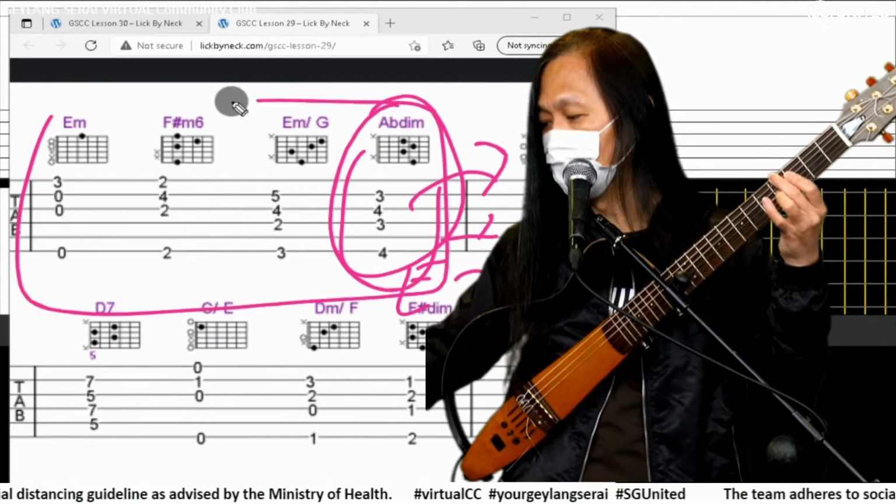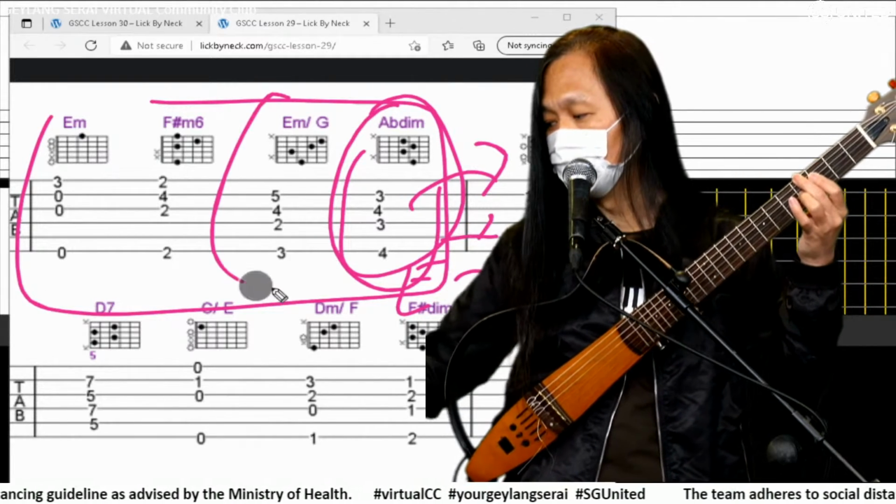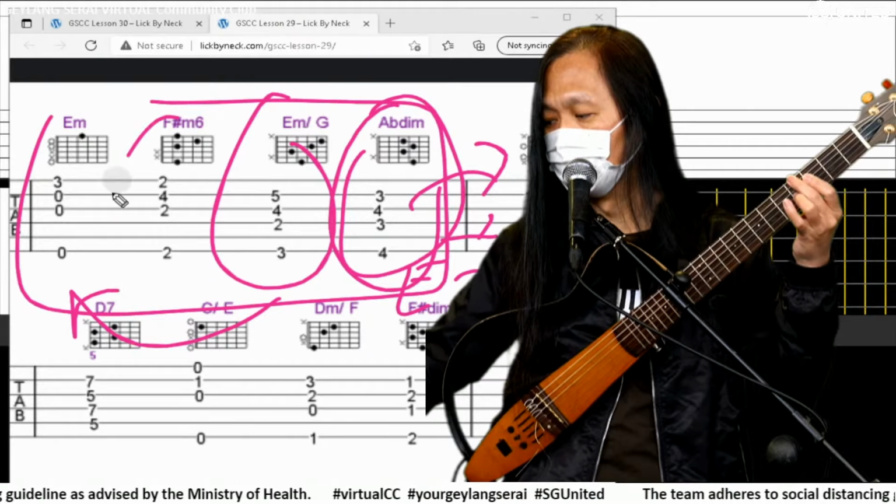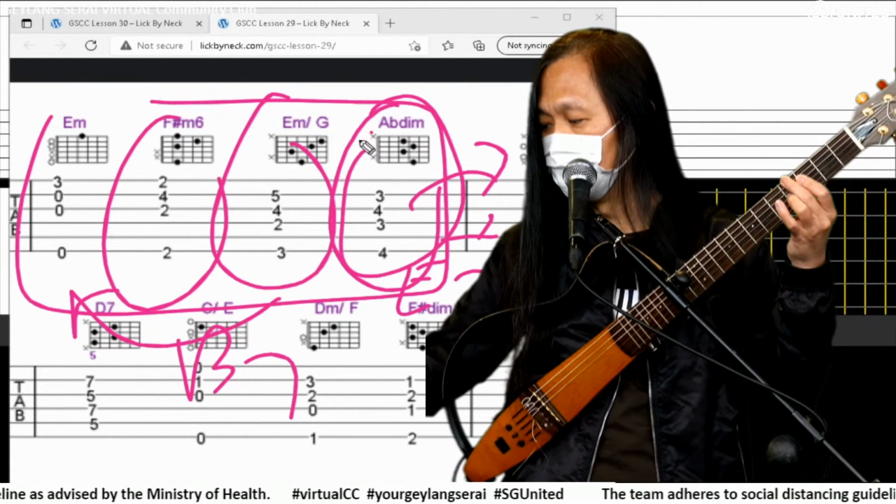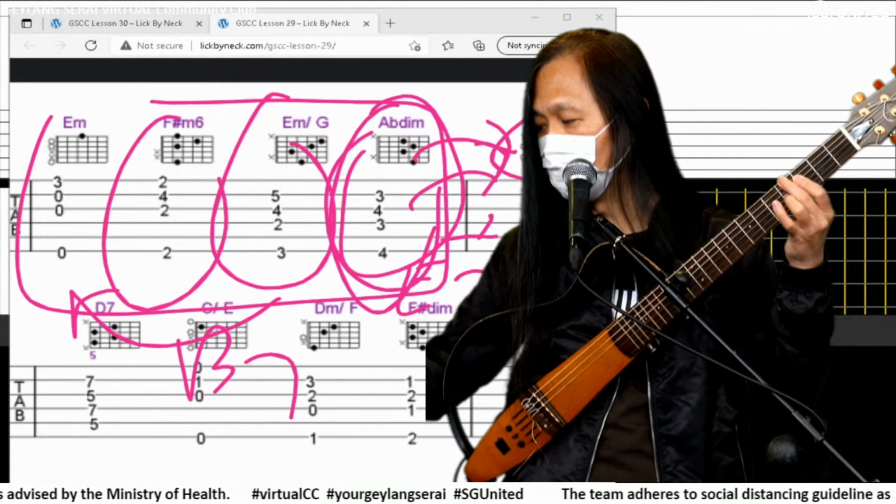So within these few lines, there's a lot going on. This is the inversion of this chord, and this is the B7. And this is the dominant approach towards this A minor 7.